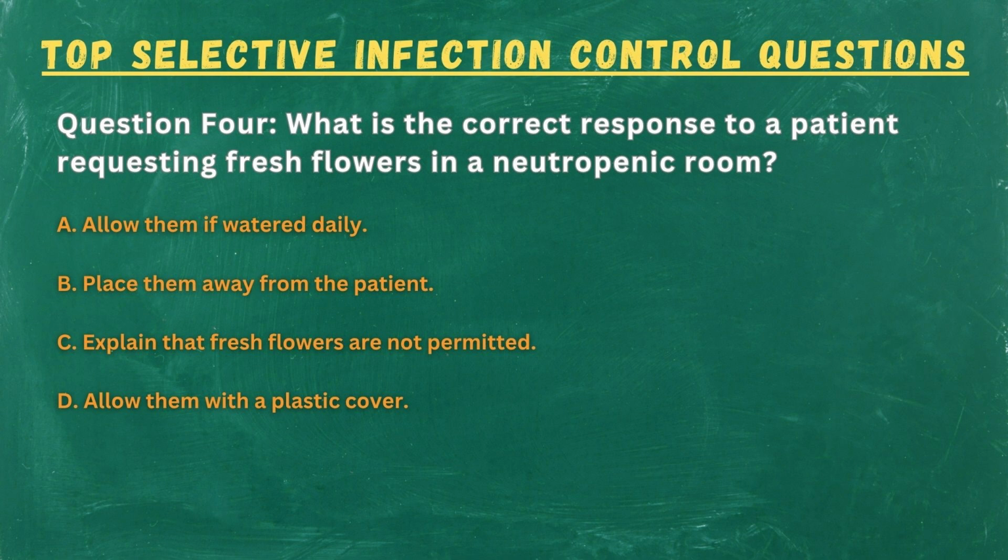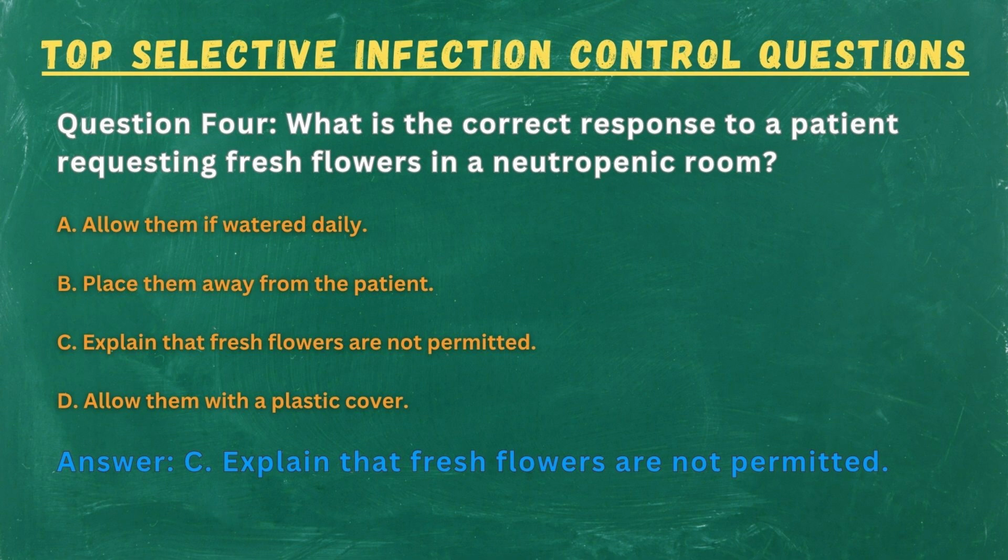Question 4. What is the correct response to a patient requesting fresh flowers in a neutropenic room? A. Allow them if watered daily. B. Place them away from the patient. C. Explain that fresh flowers are not permitted. D. Allow them with a plastic cover. Answer. C. Explain that fresh flowers are not permitted.